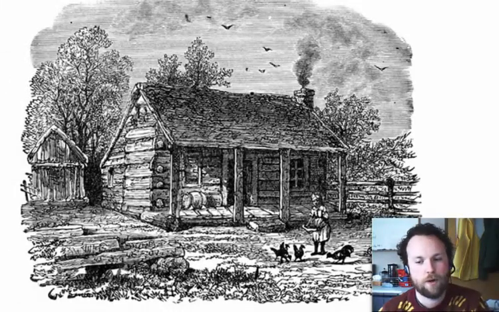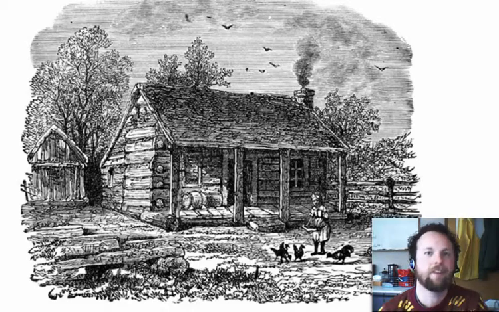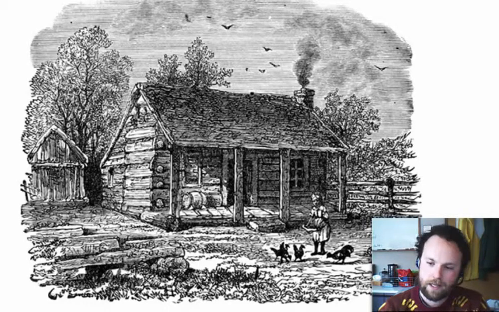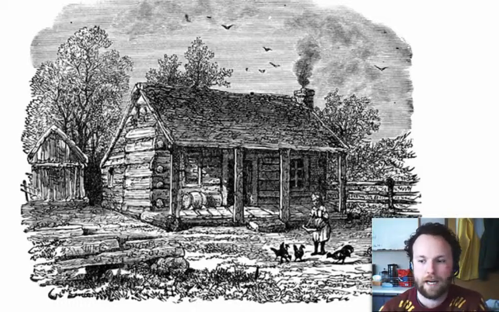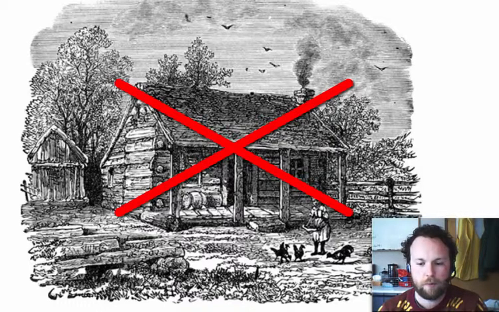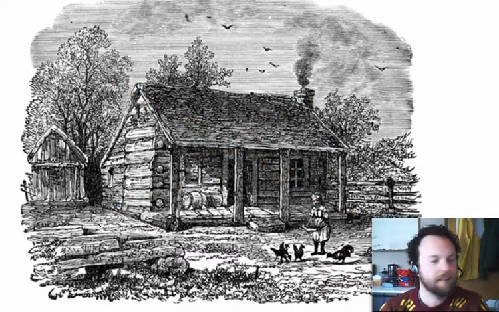Lincoln was born on the Kentucky frontier in 1809 and lived there until he was 7 years old in a log cabin similar to the one we're looking at right here. But unfortunately, his father never filled out the proper paperwork to own the land they were living on, so in 1816 they were forced to move across the river into the Indiana Territory.